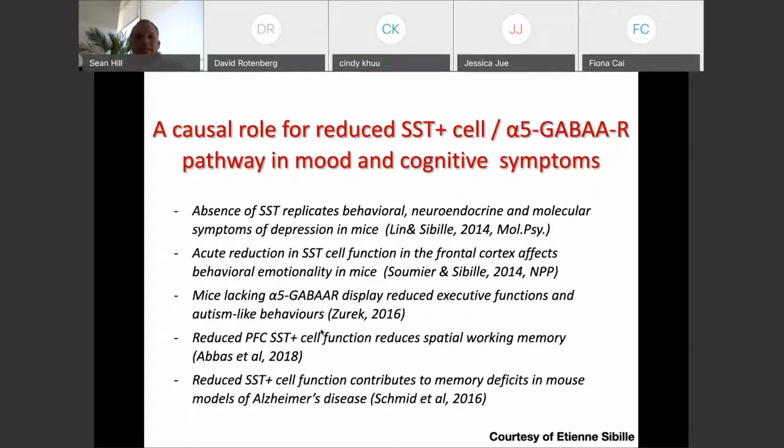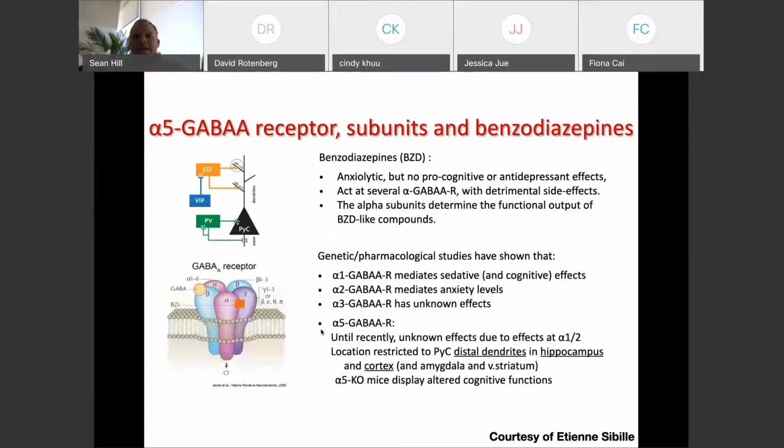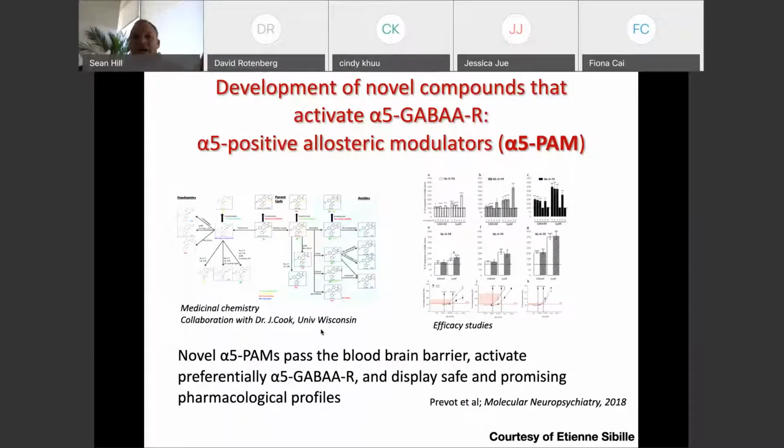And there's been a clear causal role for this reduced pathway in mood and cognitive symptoms across many different studies. I'm not going to spend a lot of time going through this, and Etienne will give a much more in-depth presentation on this at our open house. But what's important is that he's actually done a lot of work to develop and identify a compound that acts on this pathway. And that compound actually enhances the inhibition that's been decreased.